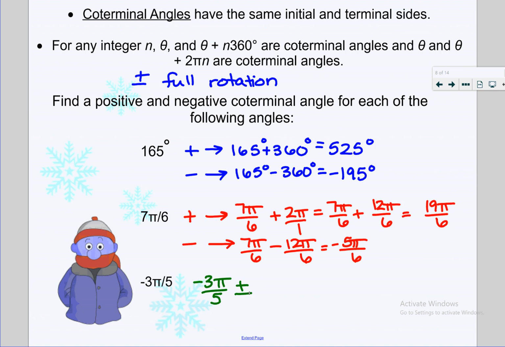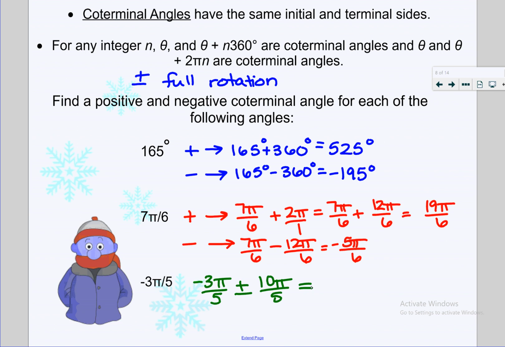Now I can write 2 pi there, or I could save myself a step and write it with the common denominator. I know my common denominator has to be 5, right? So I'm going to add and subtract on what? 2 pi or 10/5. 10 pi over 5. And then you can get your two answers.